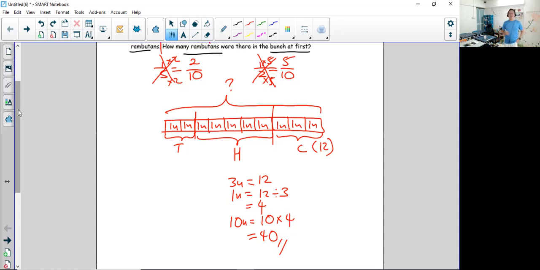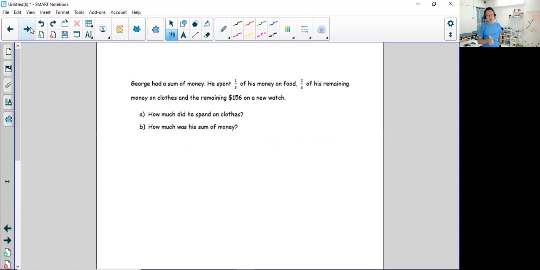Okay, but this problem is very easy for many students because students generally, what they will do, they always plus the fractions together, they minus, but it doesn't work all the time, because if you go to the next problem, then what happened? That's when many students get stuck. They did the same thing as the earlier problem and they get 0 marks, right? So George had a sum of money. He spent 1/3 of his money on food, 2/5 of the remainder money on clothes, and he spent the remaining $156 on a new watch. So how much did he spend on clothes and how much was the sum of money?